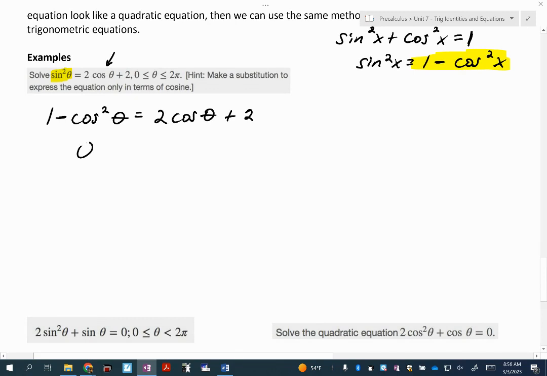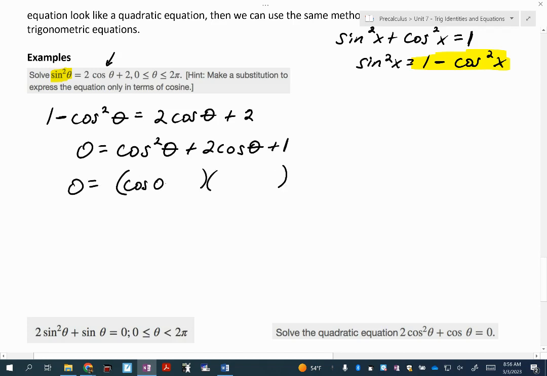Let's move everything to the other side. That's going to be a positive cosine squared theta plus 2 cosine theta. And then when you move the 1 over with subtraction, 2 minus 1 is 1. So if we factor this, think about your days of factoring. So instead of x and x, it's just cosine of theta and cosine of theta. Factors of 1 that add to 2 is plus 1 and plus 1. So you actually could write this as cosine of theta plus 1, all of that squared.